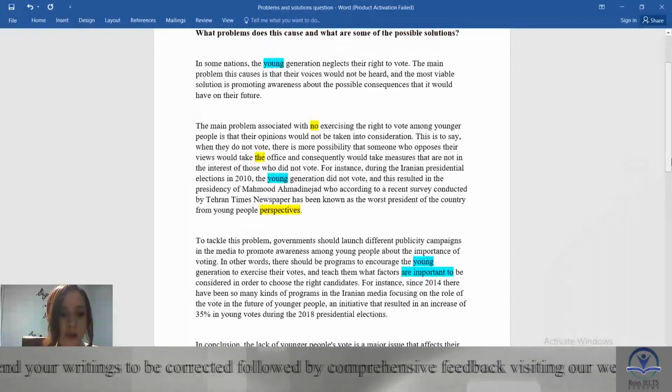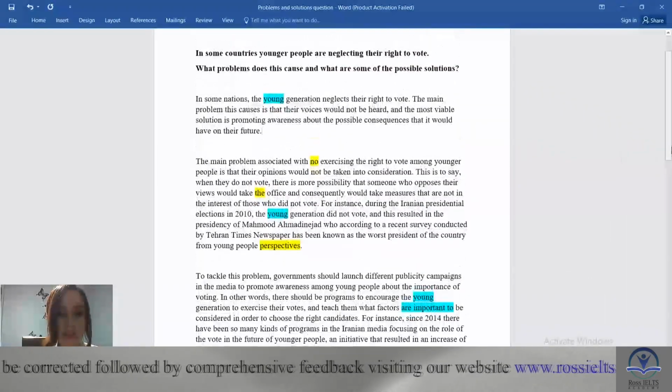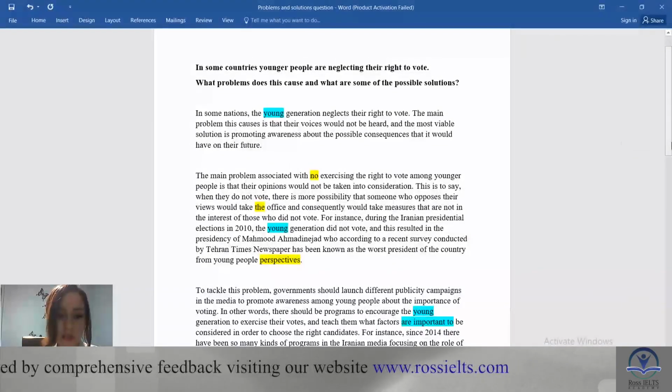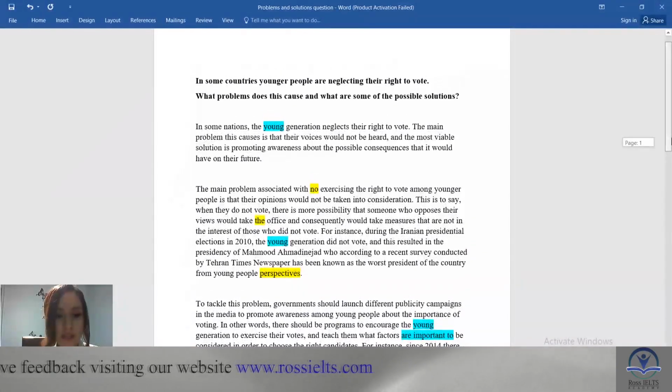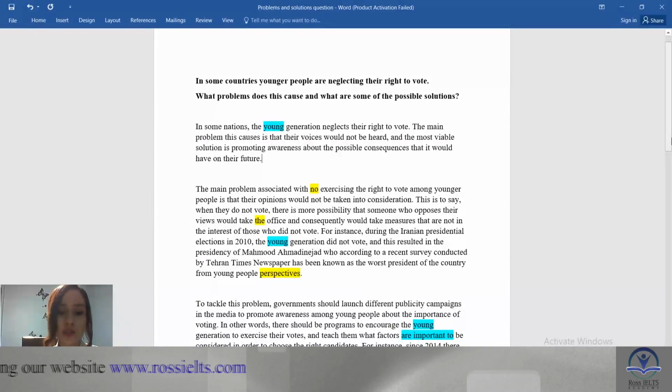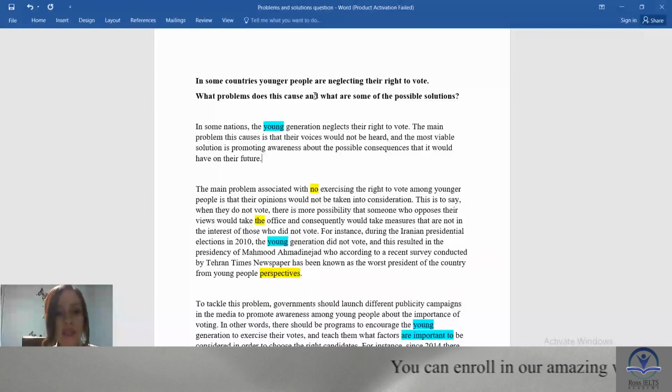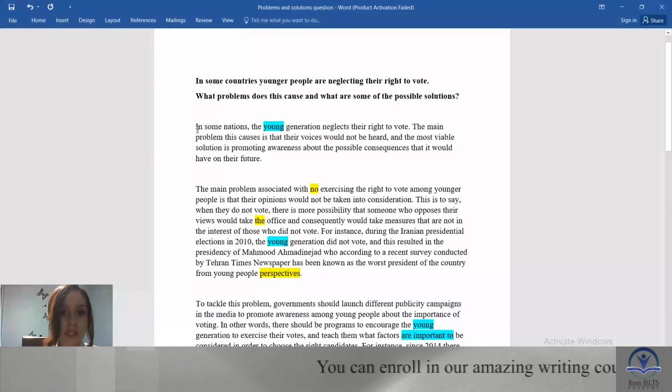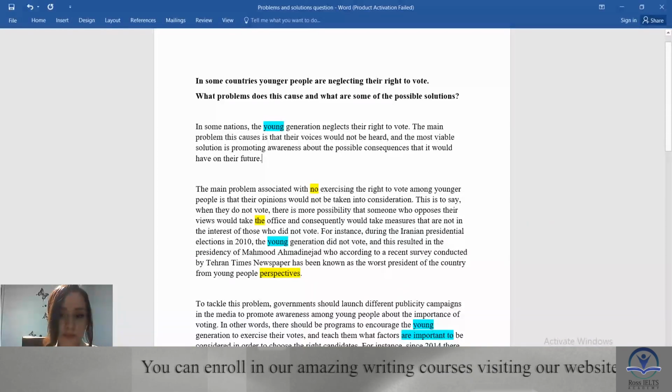Now let's start correcting this writing, starting with the first criteria, which is task response. Task response means that the candidate should cover all the parts that have been mentioned or have been asked in the question statement. It means that you should cover all the question parts using the appropriate topic sentence, explanation, and example in your paragraphs. Now, let's start with the first paragraph to see how it's written based on the first criteria.